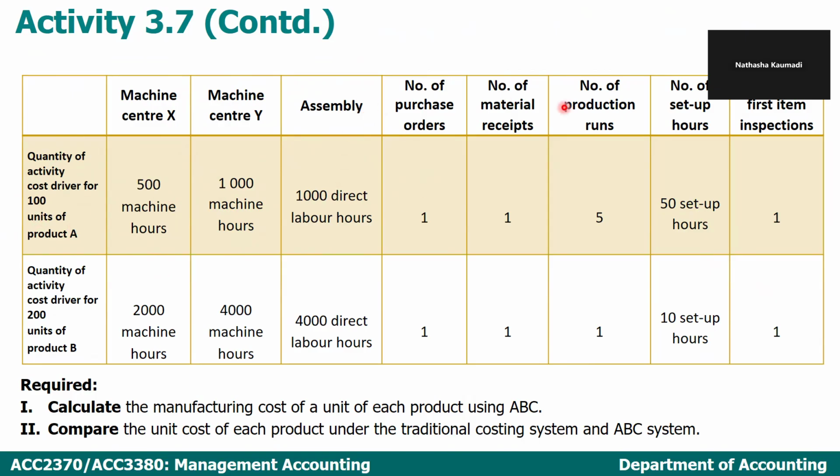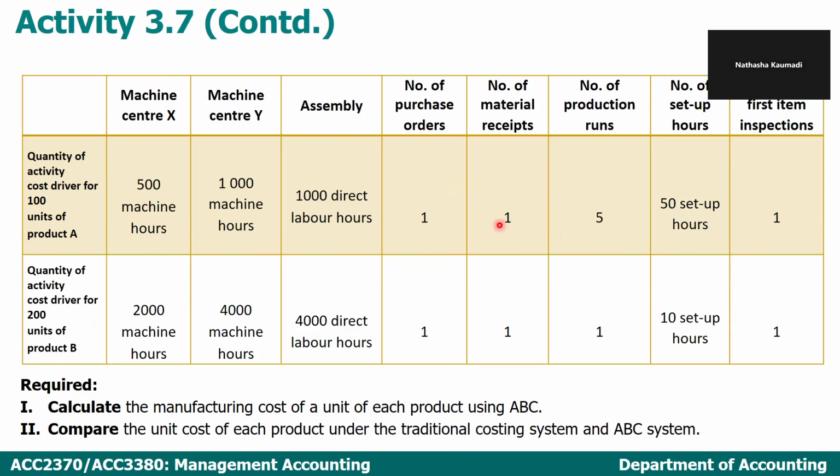Now look at the rest of the columns. Number of purchase orders. How many purchase orders are required to produce 100 units of product A? Only 1. How many material receipts are required? Only 1. How many production runs are required? To produce 100 units of product A, you need 5 production runs. How many setup hours? 50 setup hours. And then how many first time inspections are there? Only 1. Likewise, for 100 units of product A, they have given us the activity cost drivers.